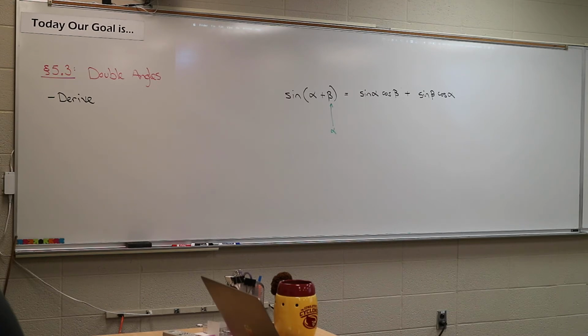Write it down. Replace all the betas with alphas. So it's sine alpha cosine alpha, plus sine alpha cosine alpha. Simplify. On the other side, sine alpha cosine alpha plus sine alpha cosine alpha equals two sine alpha cosine alpha. Those two will multiply together, so you have sine alpha cosine alpha. You have to know about parentheses.